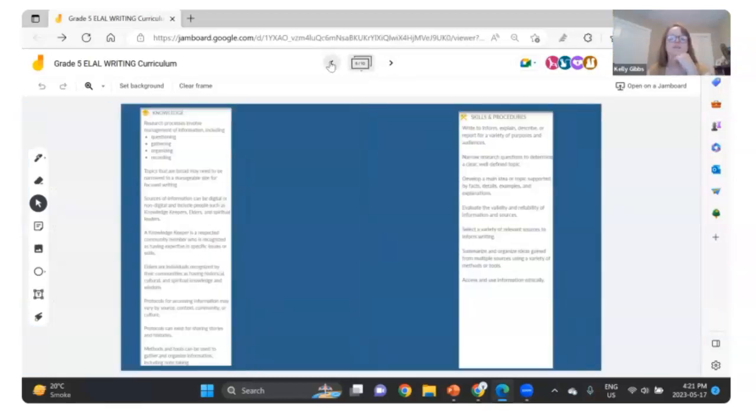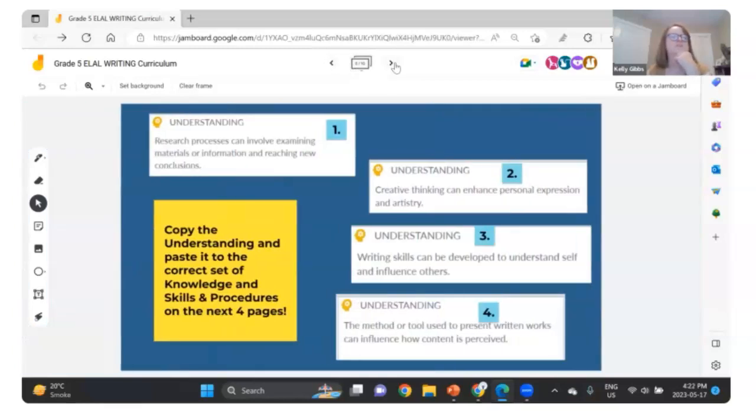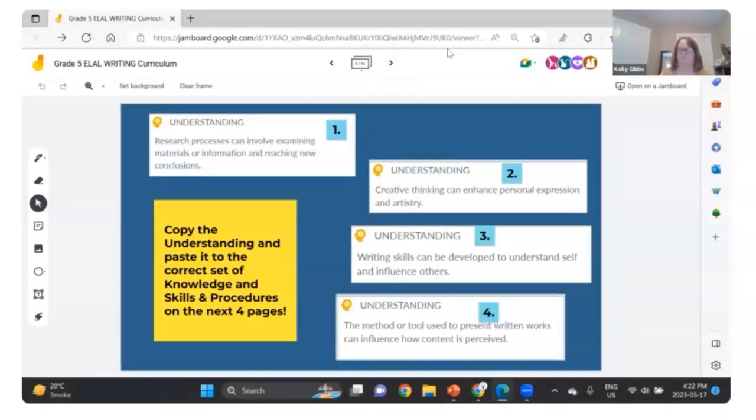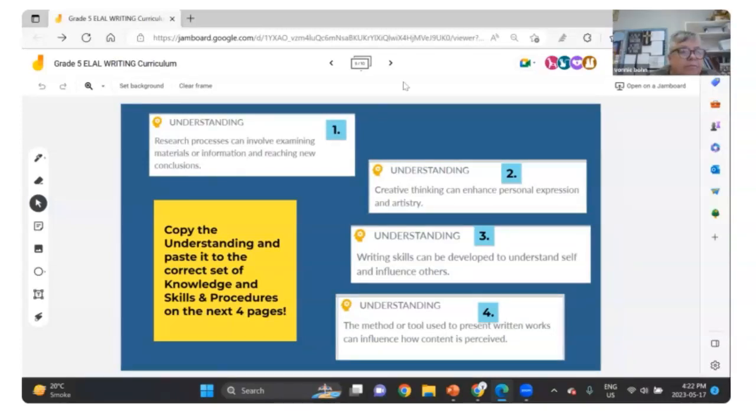And did you find which understanding goes with which knowledge and skills? No. The one I was on. You're number 1, correct? Okay. Let me look at it. So I'm looking at number 1. Yours is number 1. You should be on page 5 of the Jamboard right now, right? Research processes can involve examining materials or information and reaching new conclusions.